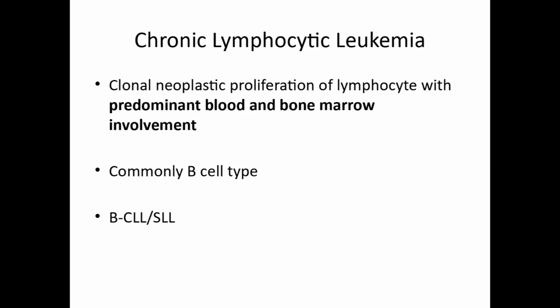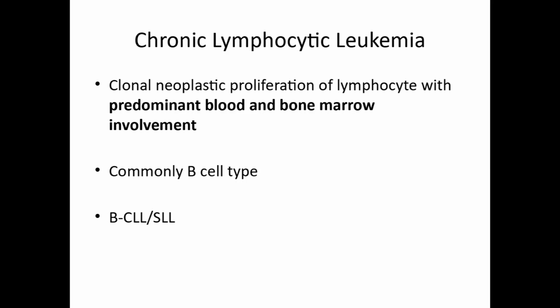The second topic for this class is chronic lymphocytic leukemia or CLL. So when I say chronic lymphocytic leukemia, the lineage will obviously be lymphoid. That is why the type of blasts we are looking for here is lymphoblasts, and the number of those lymphoblasts should be less than 20% because it is chronic. So CLL is defined as a clonal neoplastic proliferation of lymphocytes with predominant blood and bone marrow involvement.